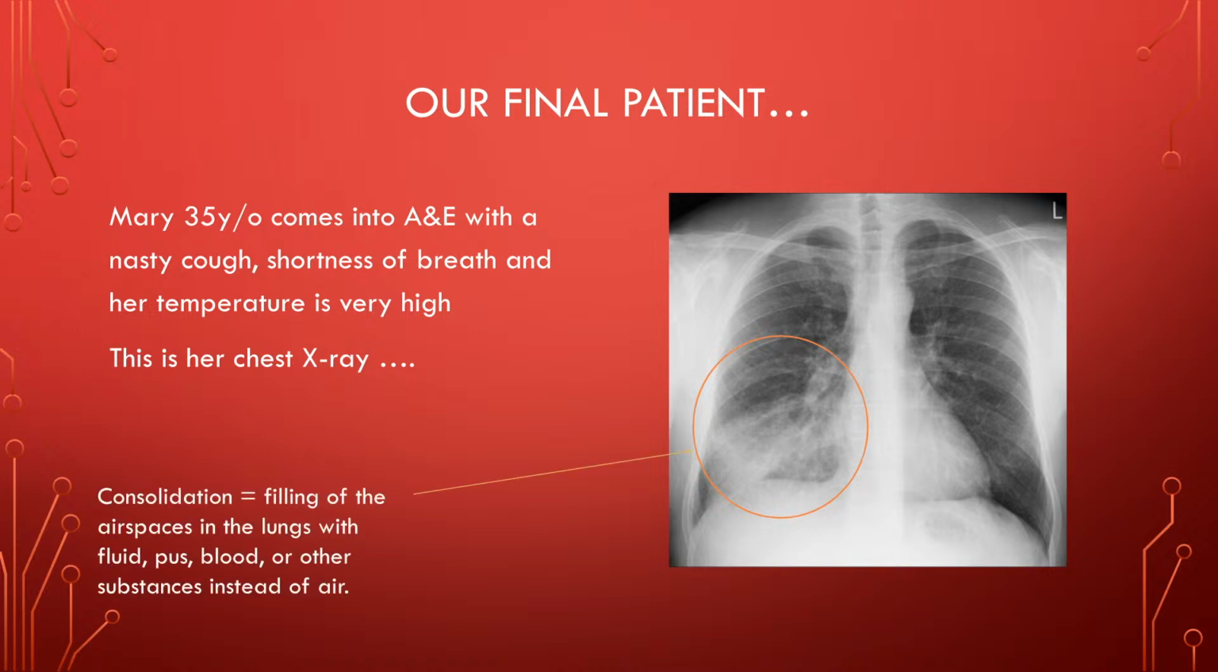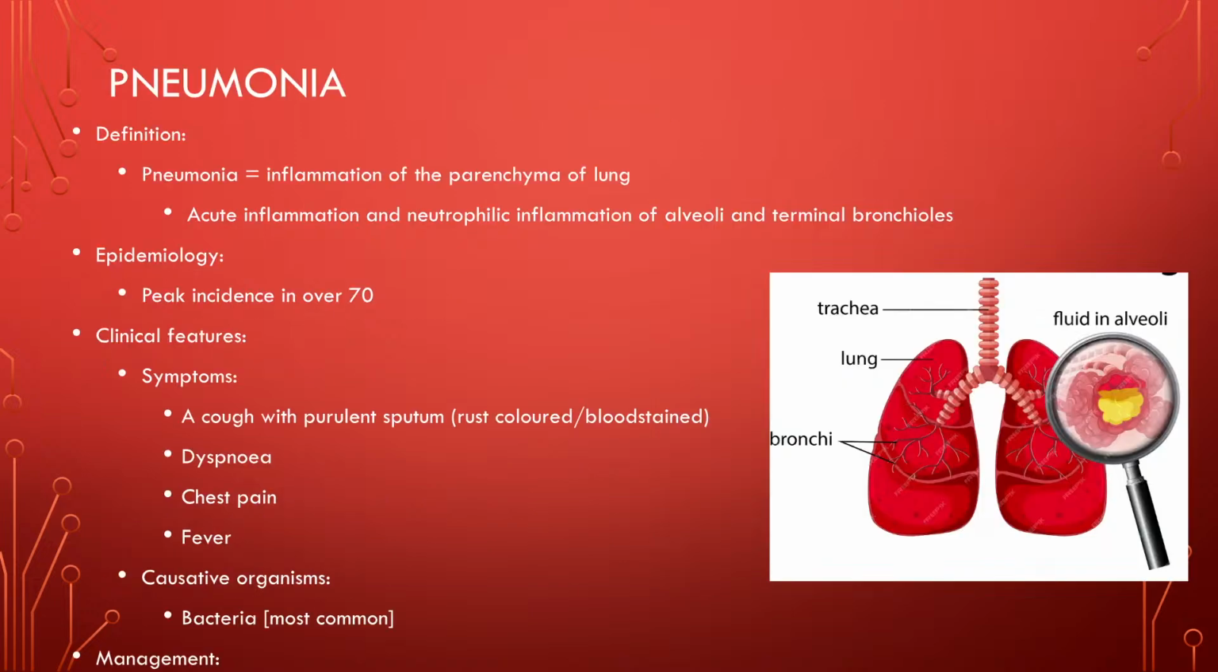And like we said before, consolidation is just filling of the air spaces. That can be fluid, pus, blood. In this situation, it's likely to be pus because it's an infection. And this is basically the overview. Pneumonia is literally just the inflammation of the parenchyma, the active lung tissue, most commonly in over 70s, and they're the main symptoms.